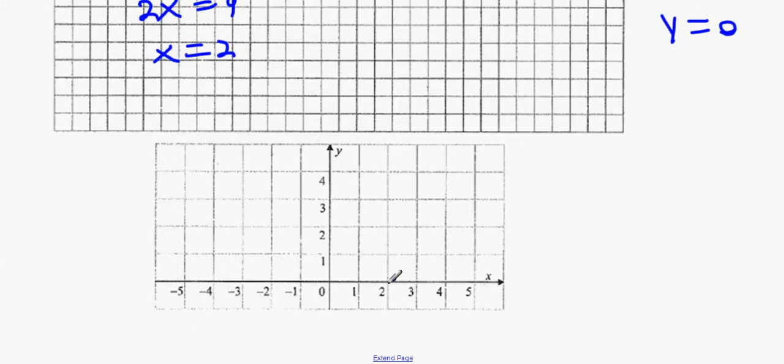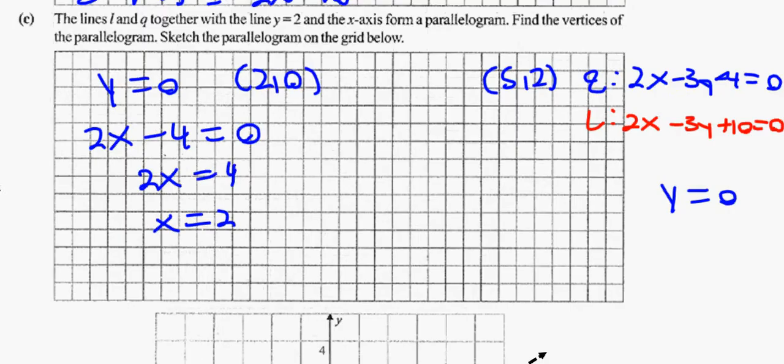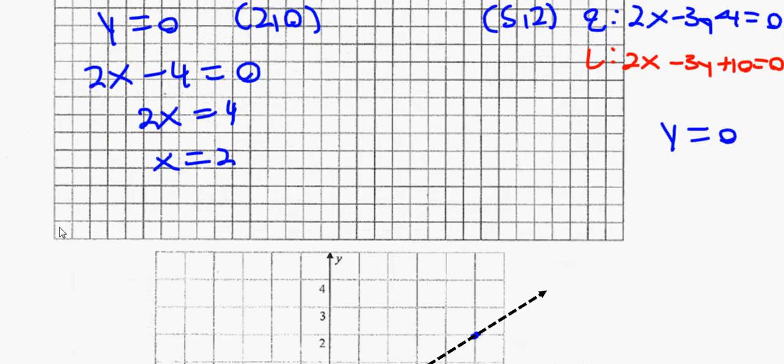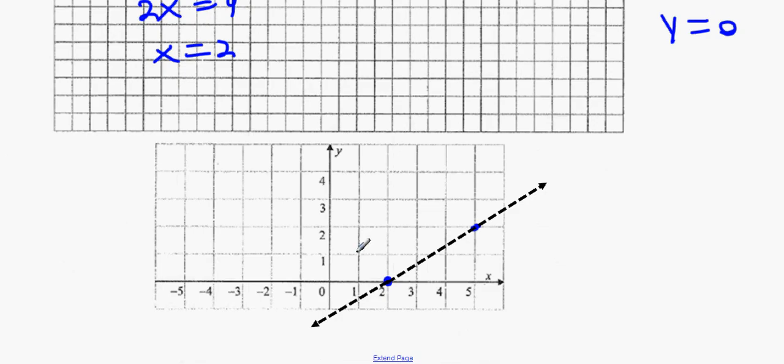So (2, 0) is here and (5, 2) is up here. So what we can do now is draw a line that goes through both of them, in both directions. Next one. We know that (1, 4) is a point on L, so we can write down the point (1, 4). So (1, 4) is here.